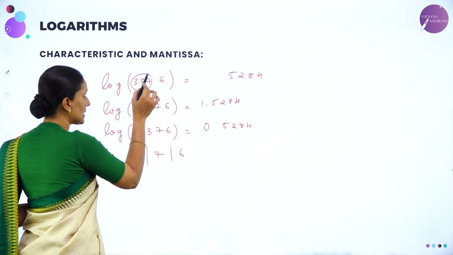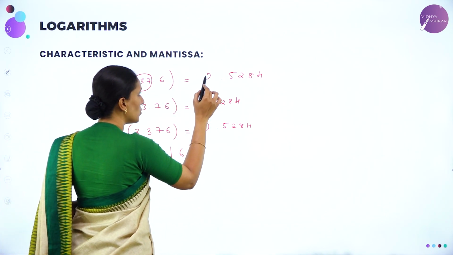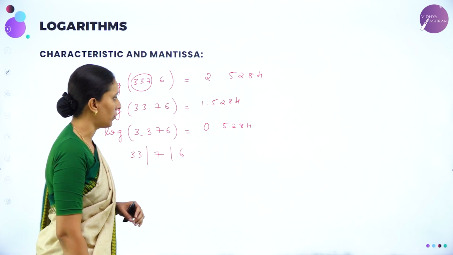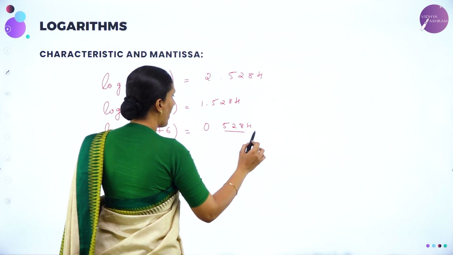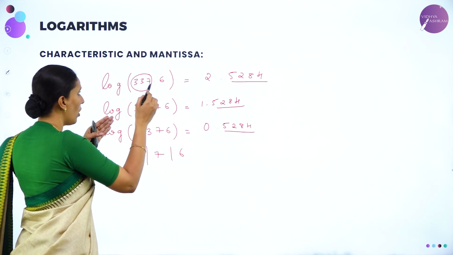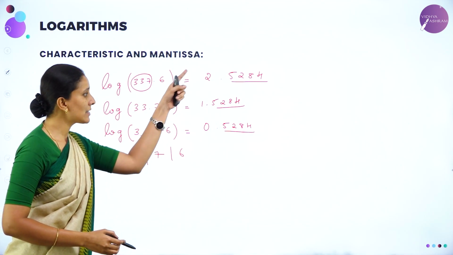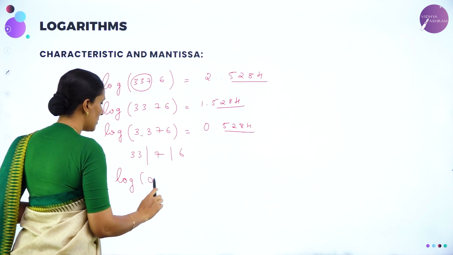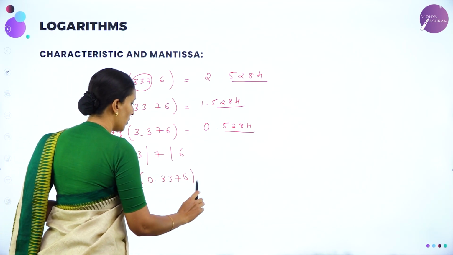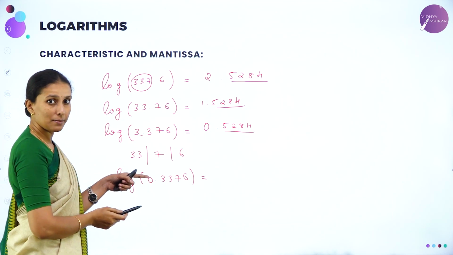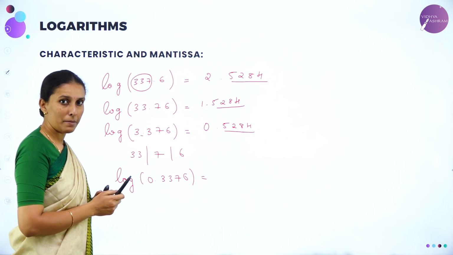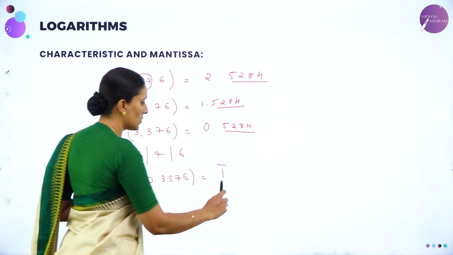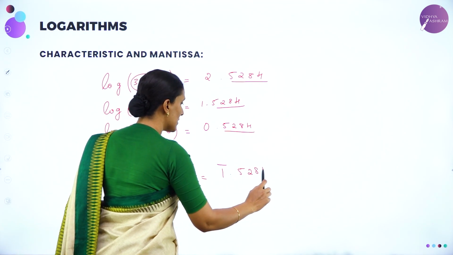But what about the characteristic? So we have 3 digits, 3 minus 1 is 2. So therefore it is 2.5284. So you can clearly observe this. Your mantissa will remain the same for the same 4 digits. The only thing is the characteristic changes. Now let me take this as 0.3376. So obviously there are no numbers before the decimal point. So 0 minus 1 will be minus 1, but in log we'll represent minus 1 as 1 bar. So what about the mantissa part? It will be the same.